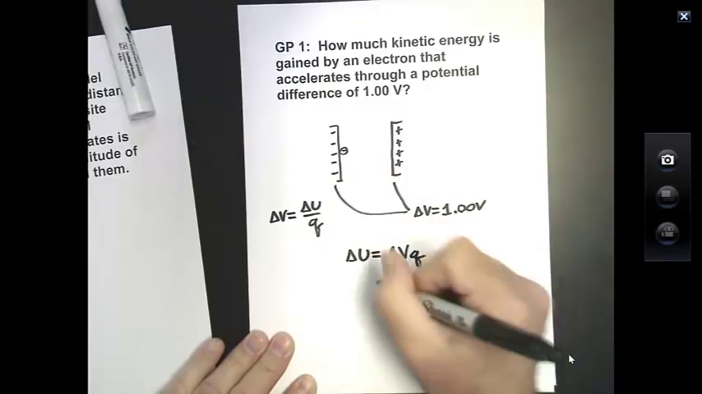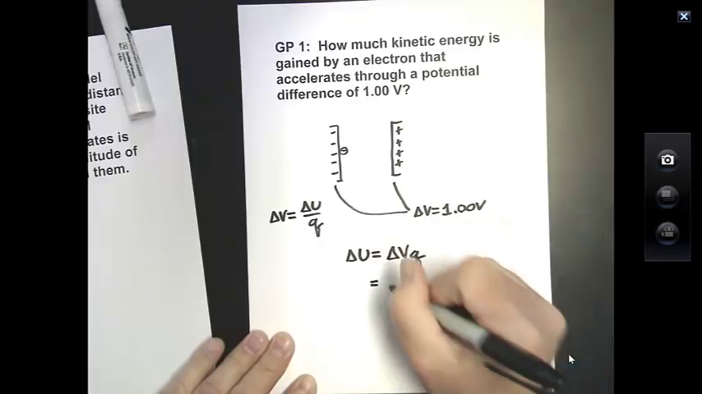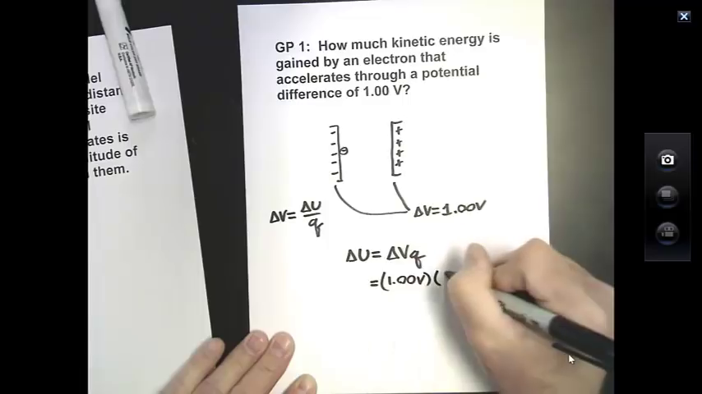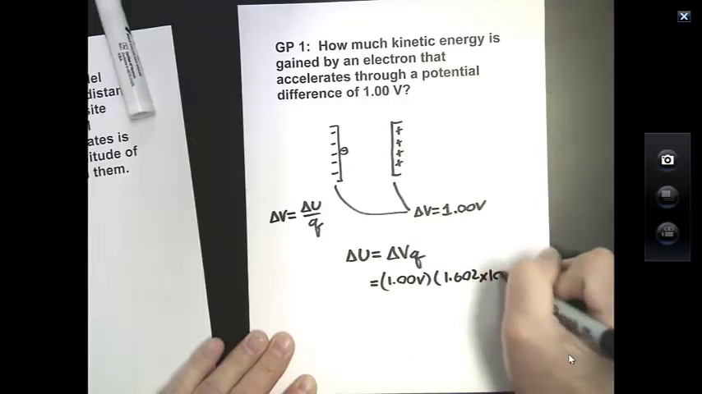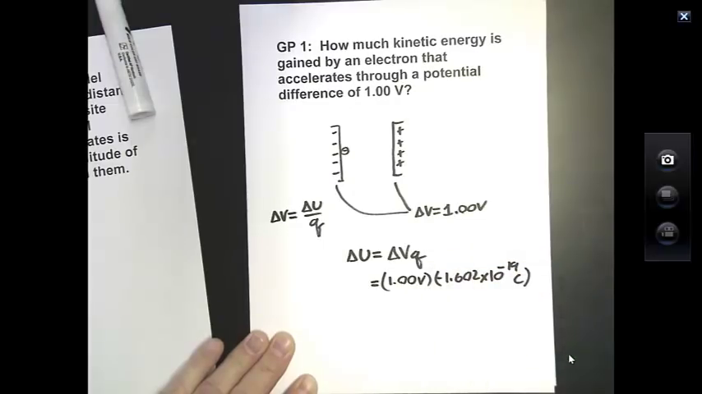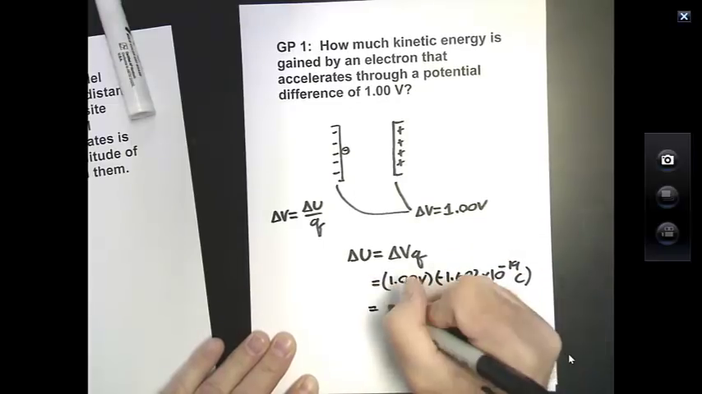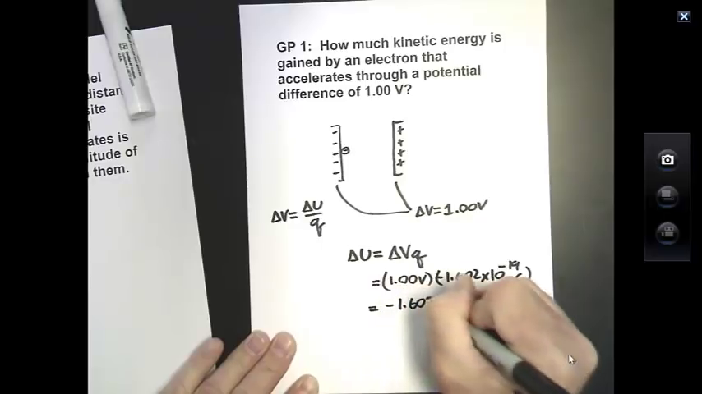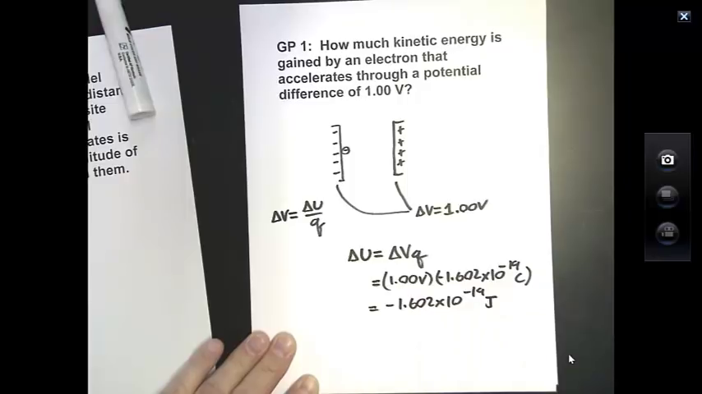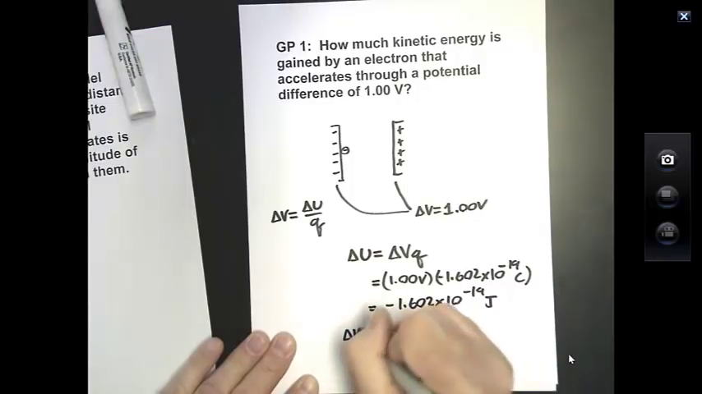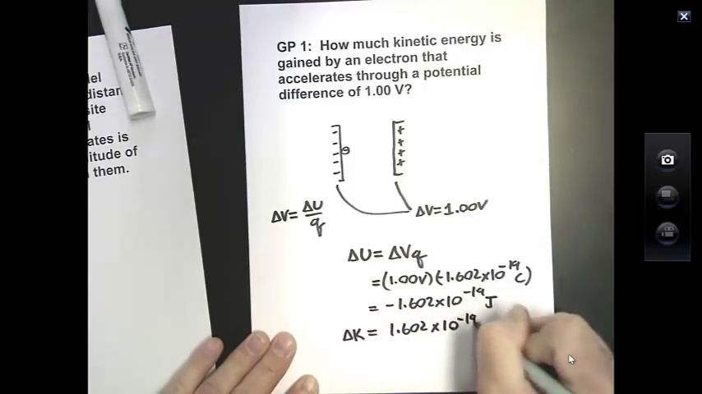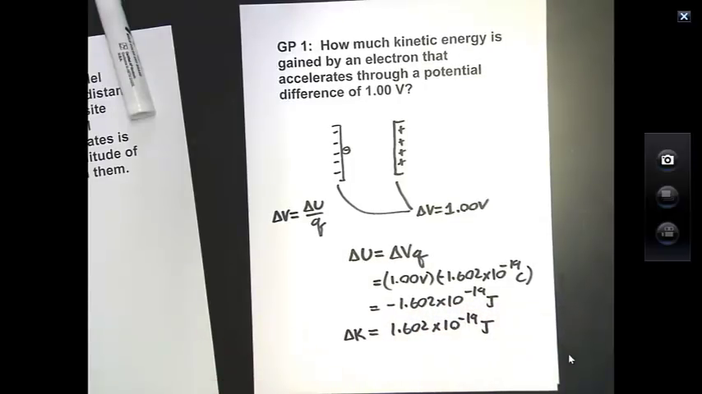So how much does he lose if he drops through a 1 volt potential difference? We know the charge on an electron is 1.602 times 10 to the negative 19 coulombs, and it's negative. So if he loses negative 1.602 times 10 to the negative 19 joules of potential energy, that is a gain of 1.602 times 10 to the negative 19 joules of kinetic energy.